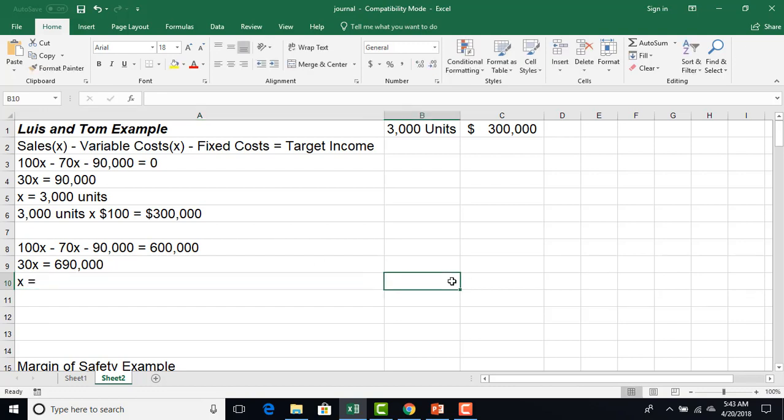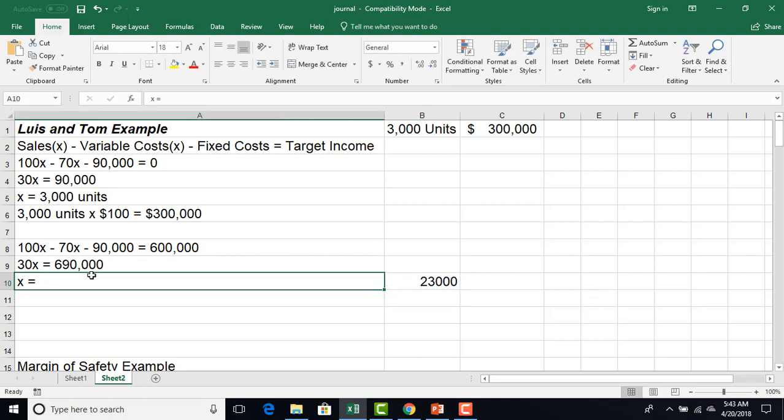I can do some quick math. I'll do it over here real quick. 690,000 divided by 30 tells me that I need to produce and sell, there we go, 23,000 units to be able to reach that target.